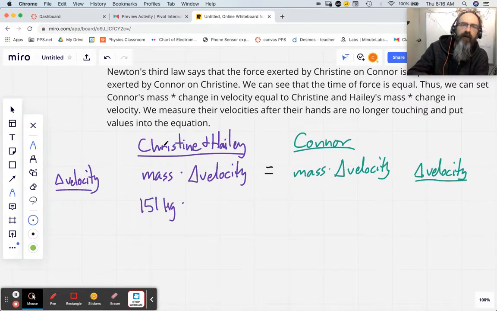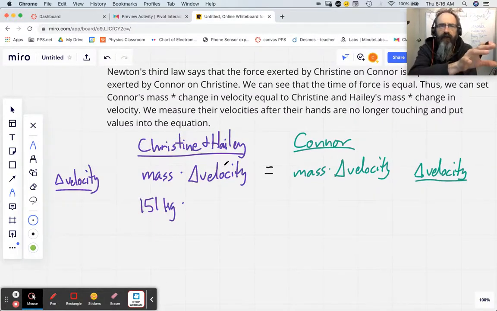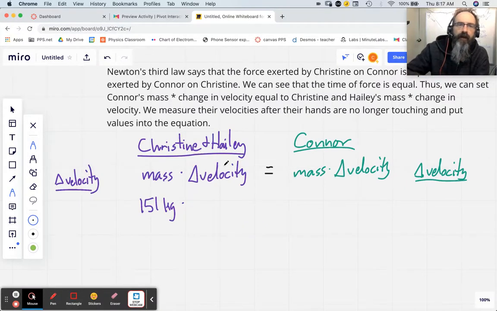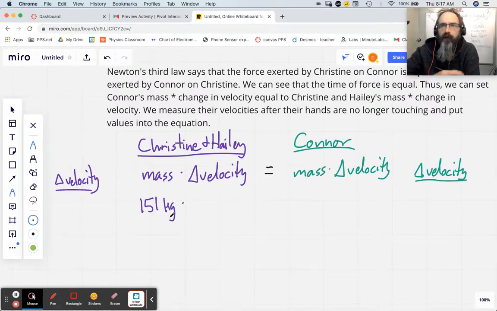So here we have Christine and Haley in purple on the left and Connor on the right in green. We have their side of the equation, their mass times their change in velocity equals Connor's mass times his change in velocity. And I've already written down that Christine and Haley's total mass is 151 kilograms. We added that up from the information we were given in the pivot. Now we just need to find their change in velocity. Remember, their velocity at the beginning was 0, so all we really need is their velocity at the end.